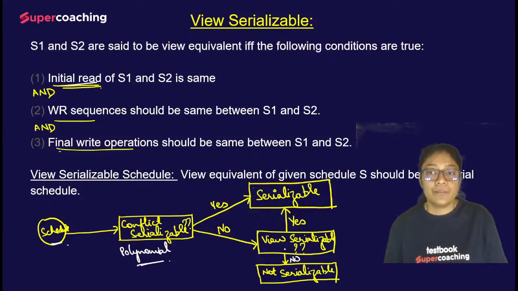ये clear हुआ? And obviously, if a schedule is view serializable, there will be some equivalent schedule for the same. So that is known as view equivalent. So view serializable schedule, view equivalent of the given schedule should be any serial schedule.